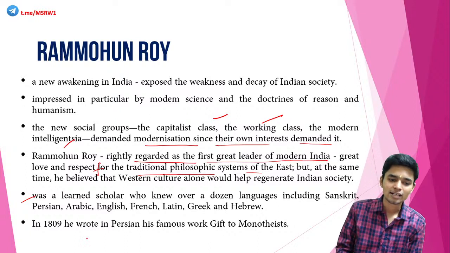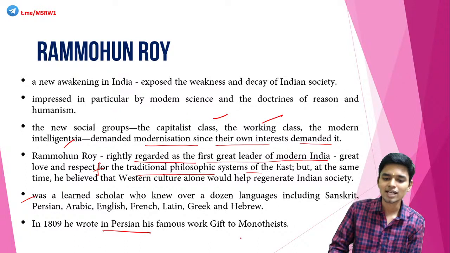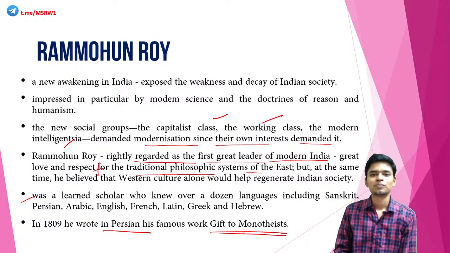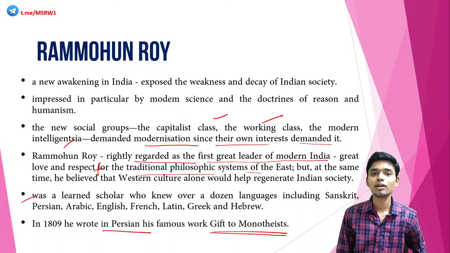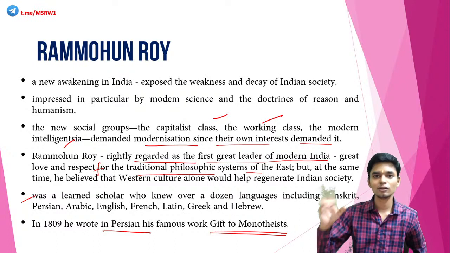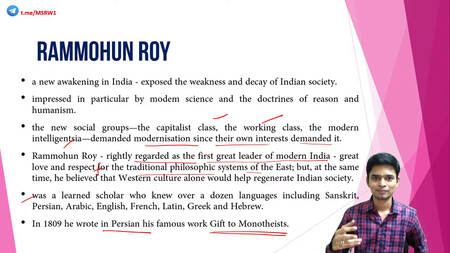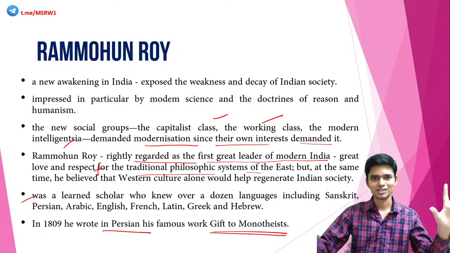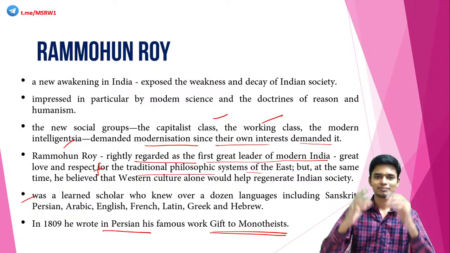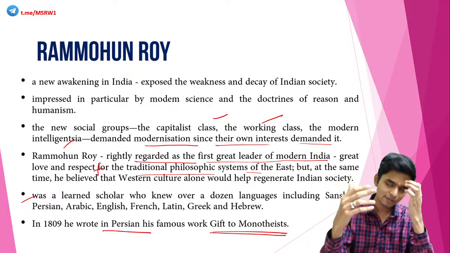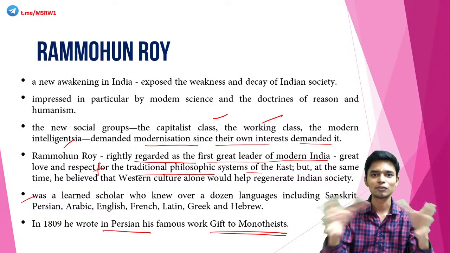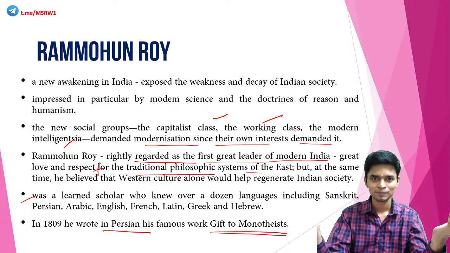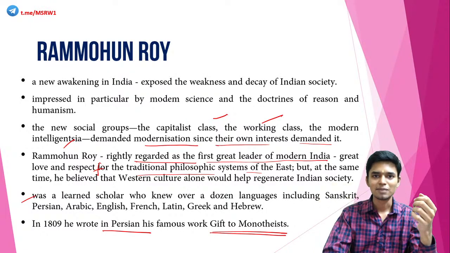In 1809, he wrote a very famous Persian work known as Gift to Monotheists. He was actually a monotheist, which means he believed that only one God existed. He was against the Hindu belief of polytheism. According to Hindu customs, we have plenty of gods, right? The belief is that we have one God known by different names, but in general, for the people, it is multiple gods, known by different names and all.